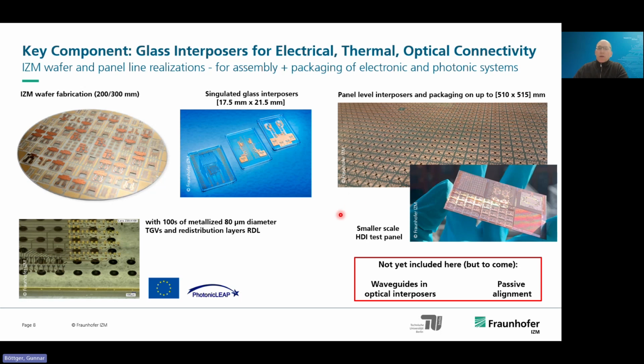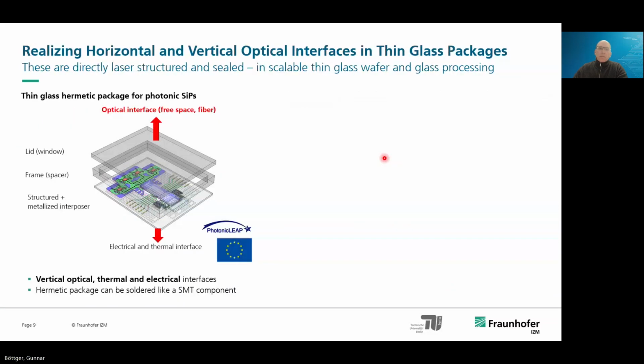We have been performing some testing on smaller test panels, and you see there's quite a complexity on these thin glass assemblies. What is not yet included, what will come, is that we include waveguides in such optical interposers, and that we also go for more passive alignment strategies on these. But let me first show you what these thin glass packages really can consist of.